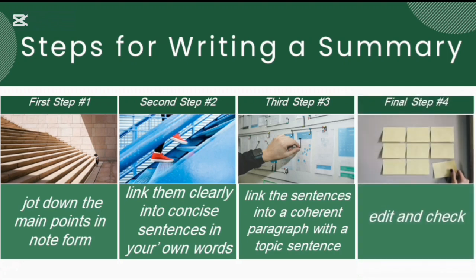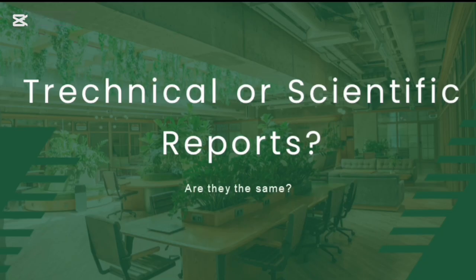Conclude your summary now and edit and check for mistakes or ambiguity, any kind of mistakes you might find in your summary. Now that you have your summary ready, what type of report are you going to summarize? Technical or scientific? Are they the same? You have to differentiate between a technical and a scientific report.